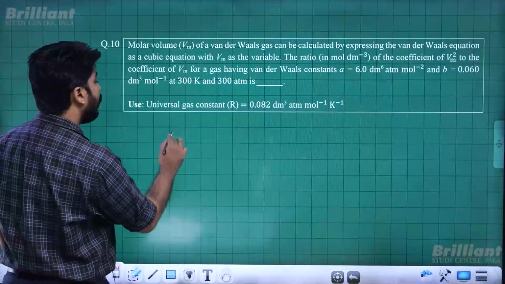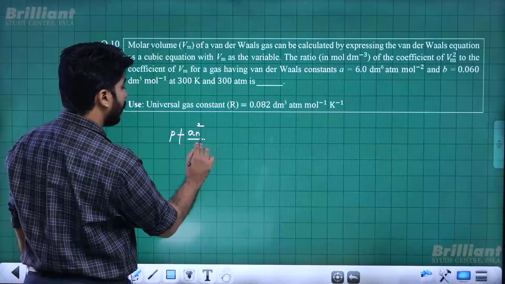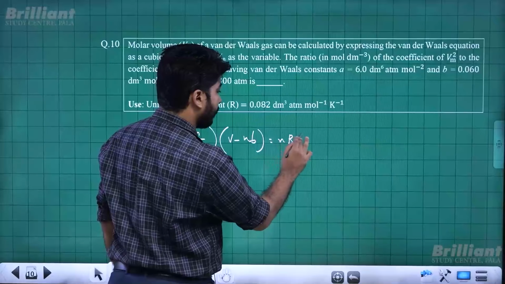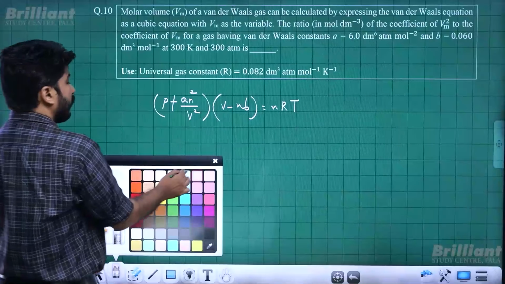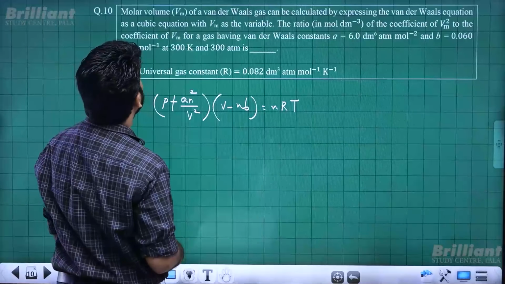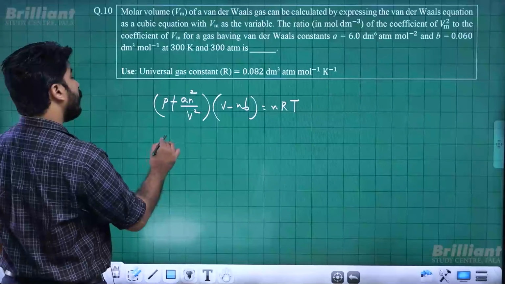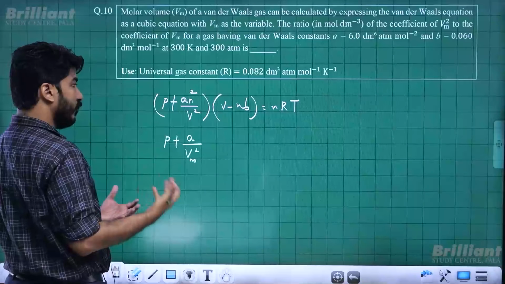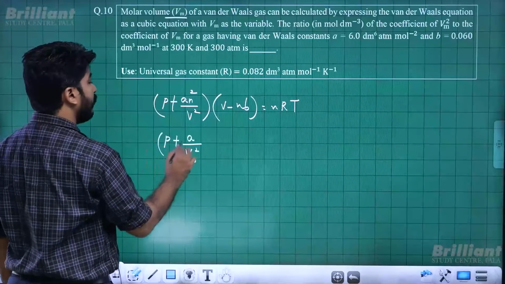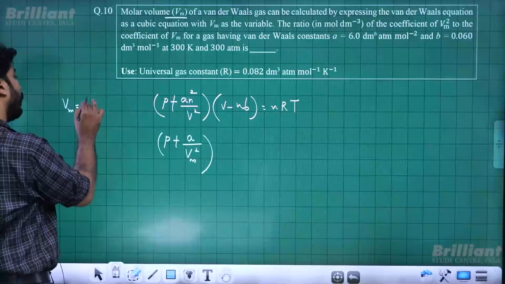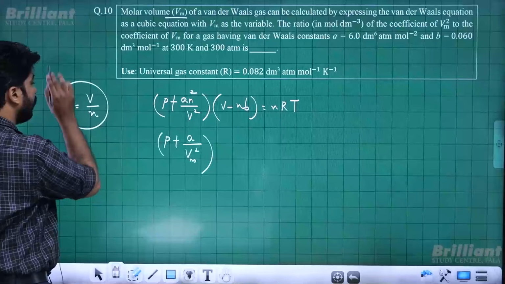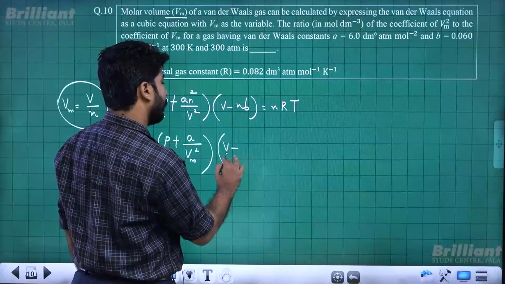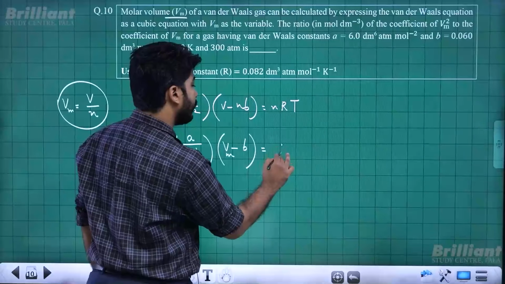So here we know the van der Waals equation is (P plus a n square by V square) times (V minus nb) equals nRT. And this question restricts the substance to 1 mole. So we can rewrite the equation like (P plus a by Vm square), where Vm is the volume of 1 mole. So Vm is nothing but V by n, total volume of the gas divided by number of moles. So V by n is replaced by Vm, and (Vm minus b) equal to RT.